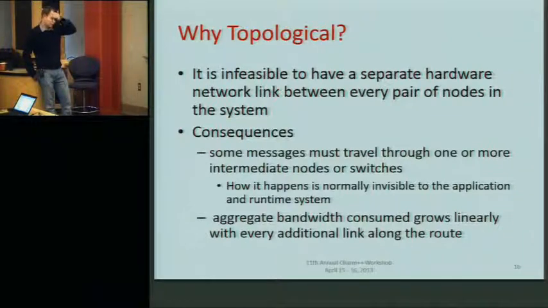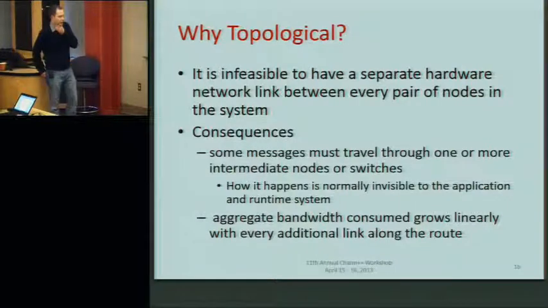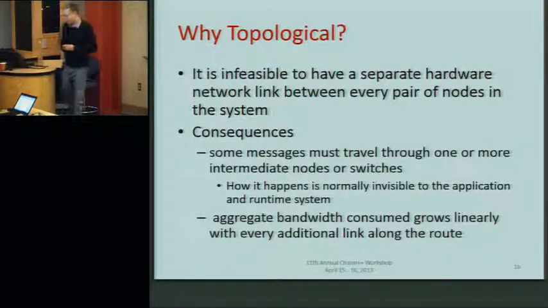As it turns out, when you send a message, that message will typically travel over a number of links along the route to the destination. And this is typically invisible to the application and runtime system. So what we want to do is lift this decision making into the realm of the runtime system and take advantage of the intermediate destinations.